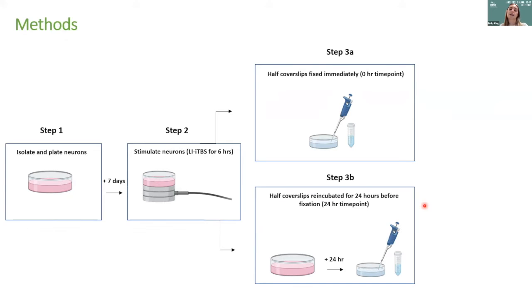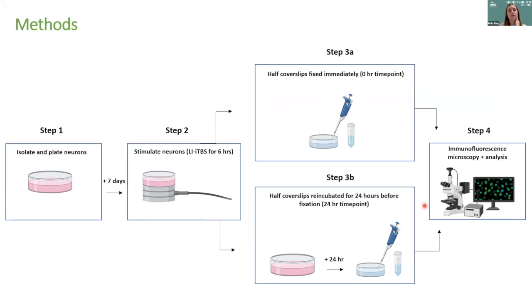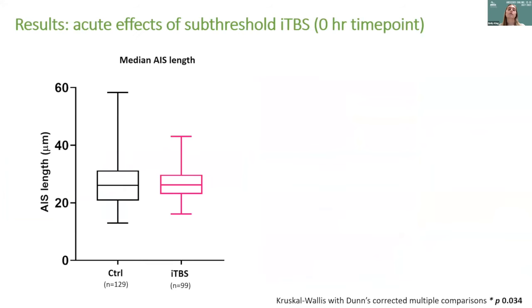And that essentially allowed us to assess either any long-lasting or potentially any delayed effects of our stimulation. And then after fixing the cells, we ran immunofluorescence microscopy and assessed changes in AIS length and AIS distance from the soma using a custom MATLAB script that was developed at King's College London by the Grubb Lab, who ran some of the original AIS plasticity studies. And so I'll take you through the results now.